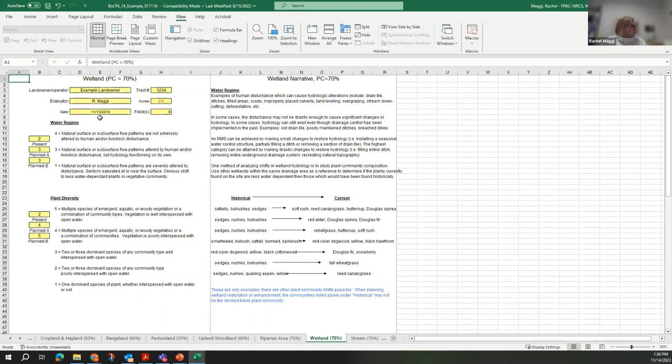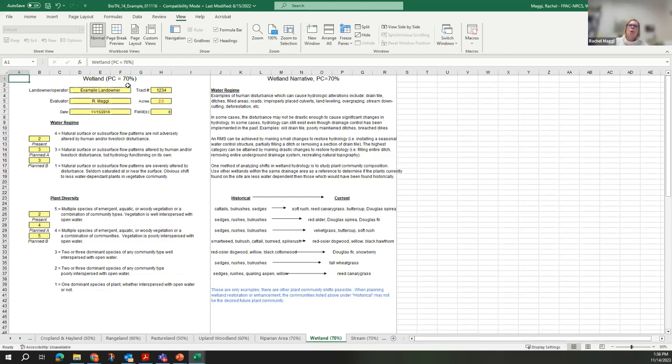A couple of other words of note. Wetland, and it says PC equals 70%. PC stands for planning criteria. The more up-to-date term would be resource concern threshold. But basically here in Washington State, we have acknowledged that our wetlands and stream systems, any of our aquatic systems, are really critical and important habitats.